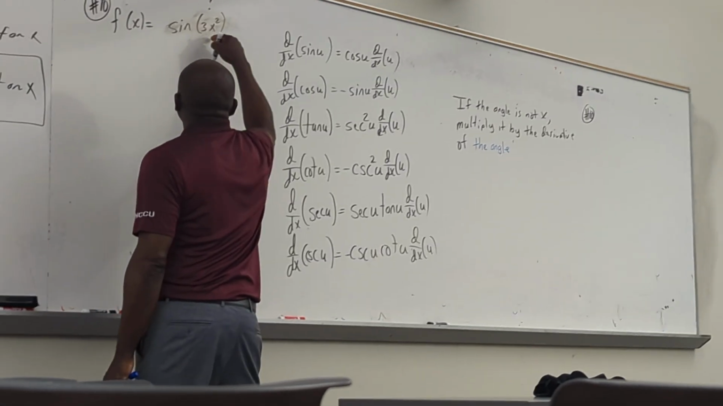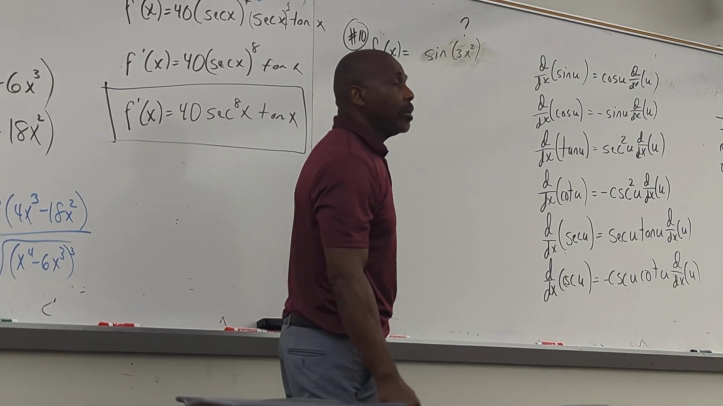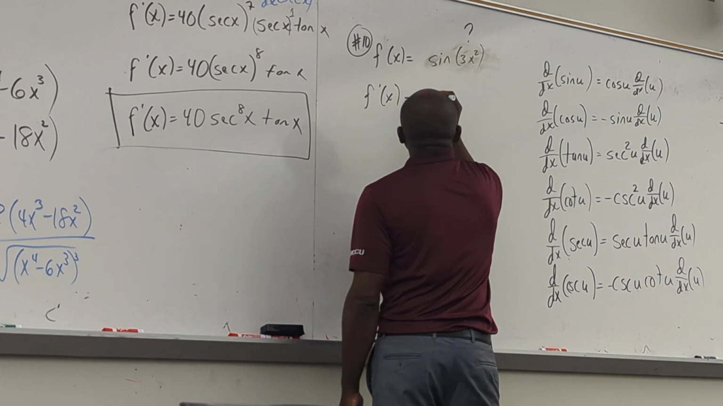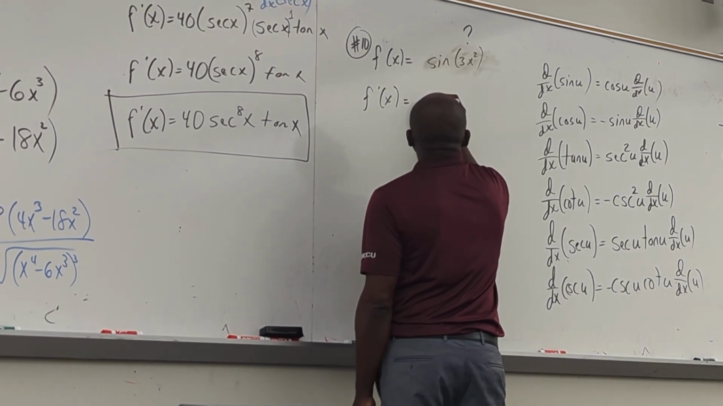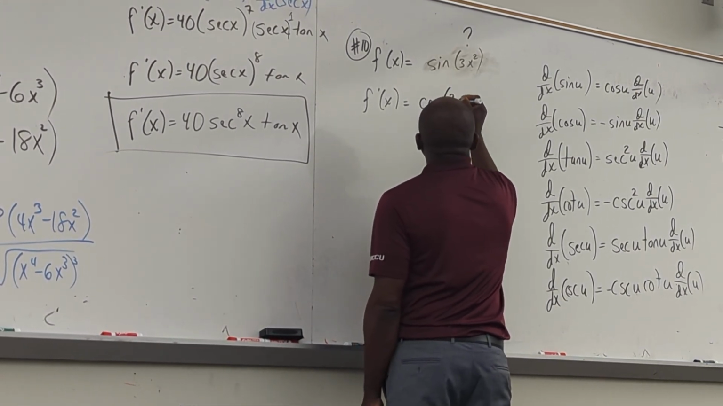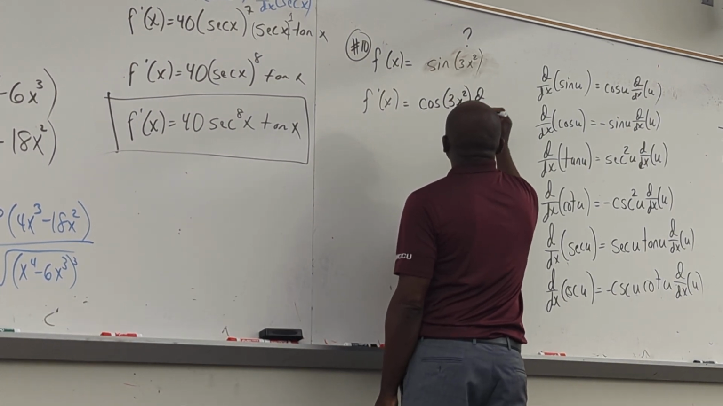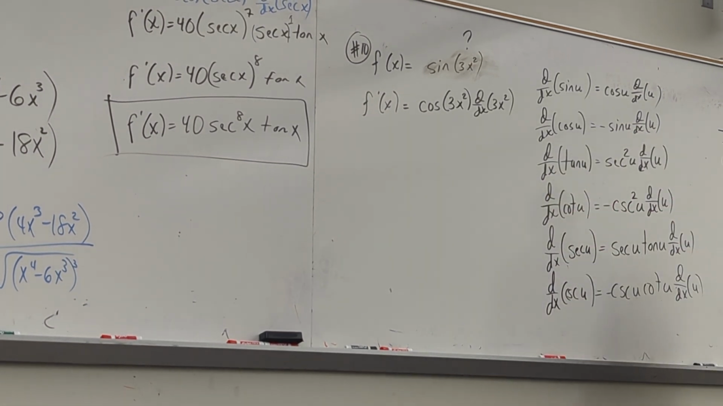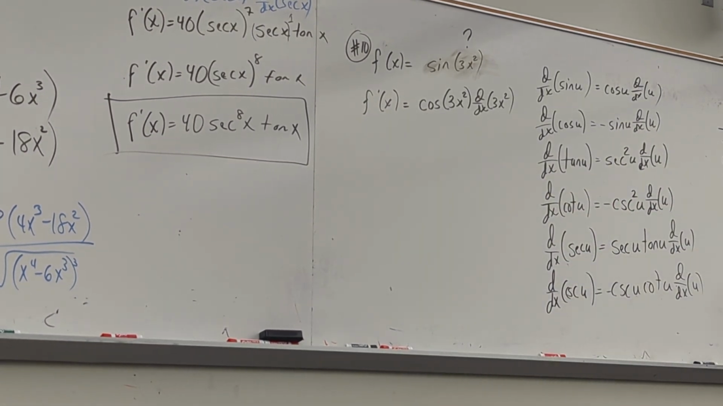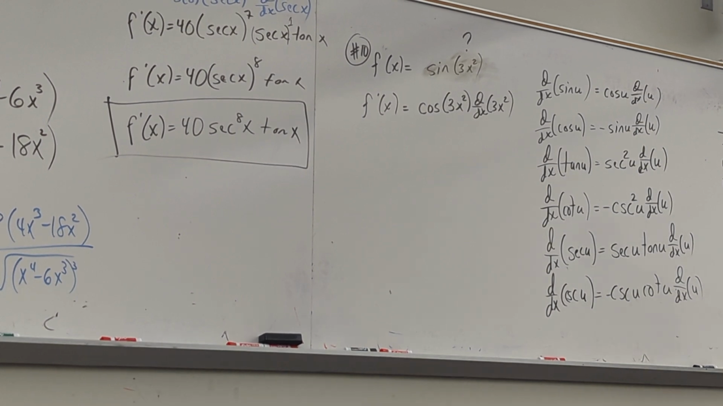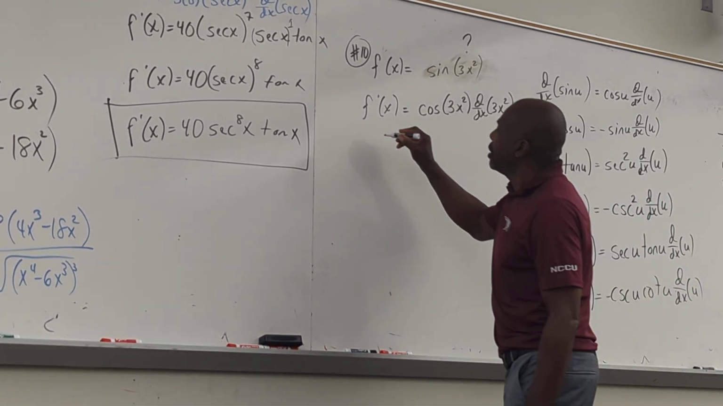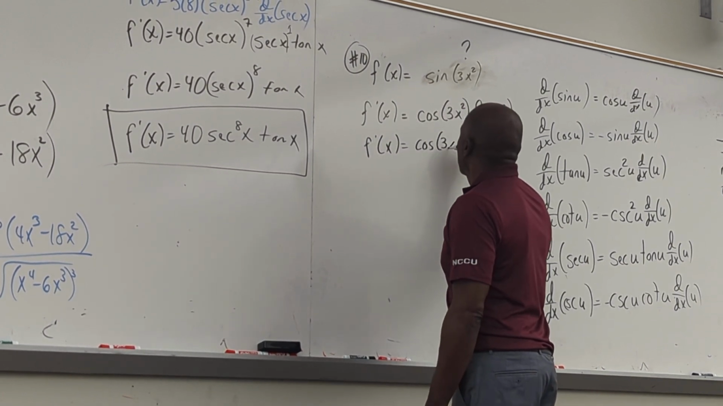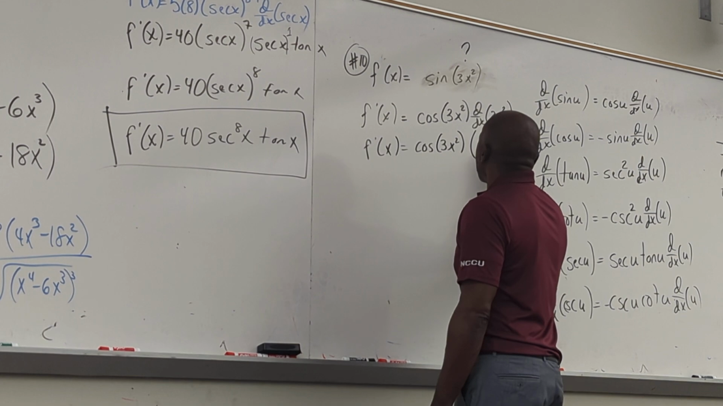Please note, is this x, class? No. So therefore, when I take the derivative of this, the derivative of sine is cosine x. So that's the cosine of what? 3x squared, and then times the derivative of what? That's all it means. If it's not x, just multiply by the derivative of it. And what's the derivative of 3x squared? 6x. So that means f prime of x is equal to cosine of 3x squared times 6x.